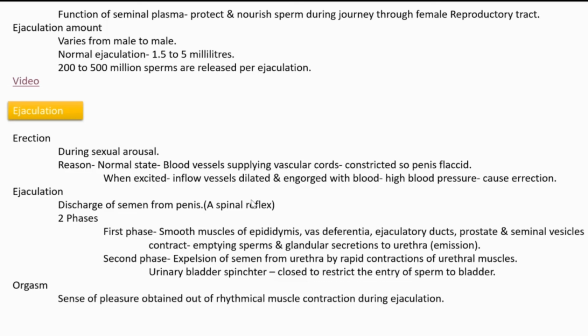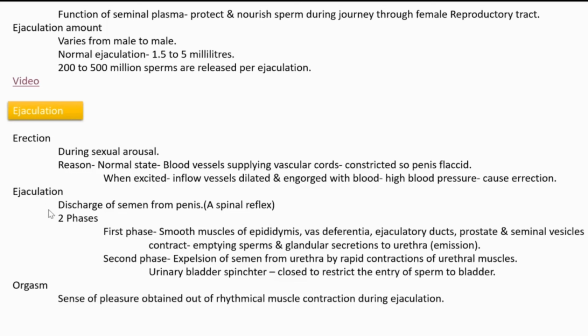It's not rigid. When excited, the inflow vessels become dilated and filled with blood, and develop a high blood pressure inside the penis and that spongy mass of tissue. This results in the erection of the penis. Then ejaculation. What is ejaculation? It is the discharge of semen from the penis. It is a spinal reflex. Spinal reflex means it's a nerve reflex with the help of sympathetic or parasympathetic nerves.